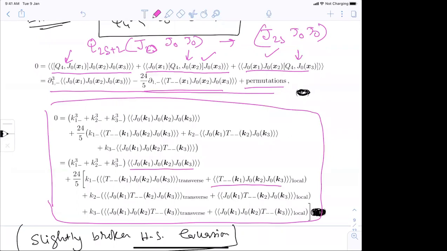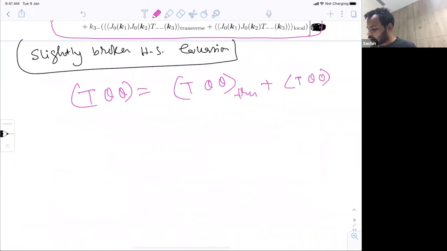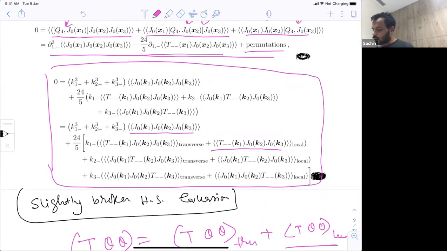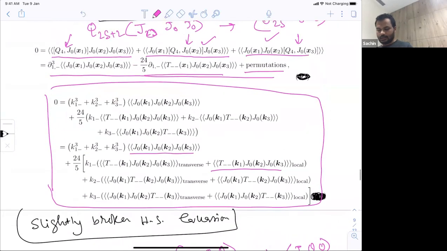T can be written in the momentum space as a transverse part plus a local part, right? It's an independent fact, and I'm just using that. So then I plug this back, and the local part is actually totally determined, right? There is nothing to determine there. The only thing that is undetermined is the transverse part. So for the transverse part, there is a form factor that I would like to determine. And what I'm showing is that the higher spin equation becomes, rather than a differential equation, an algebraic equation.